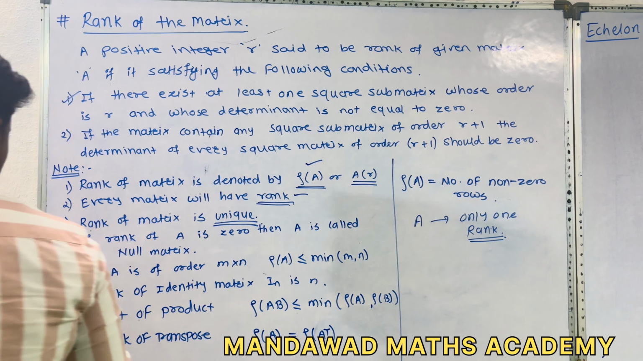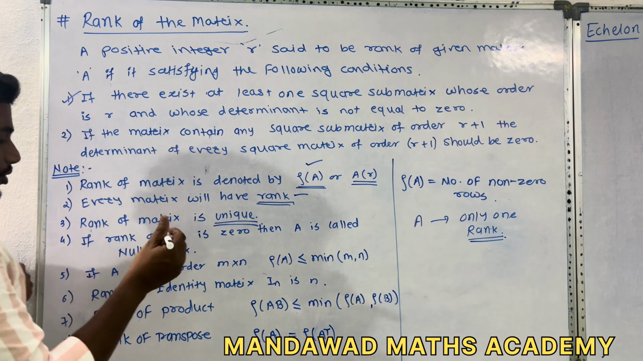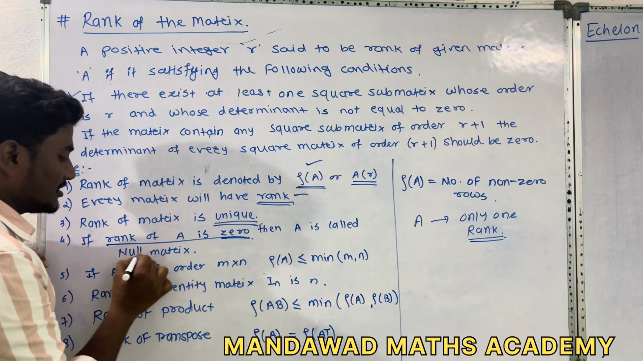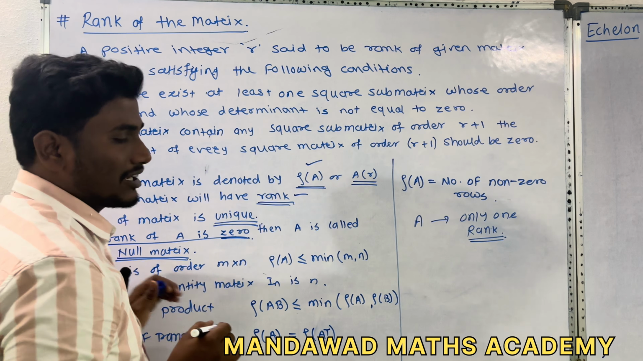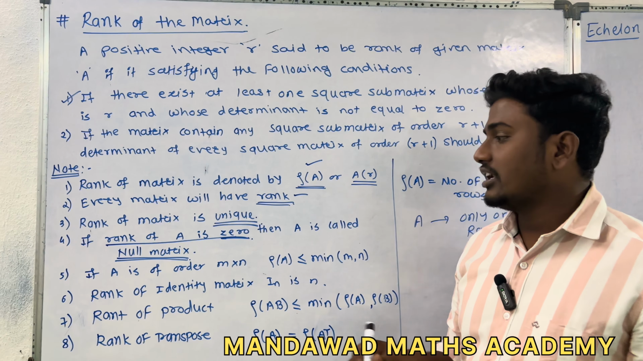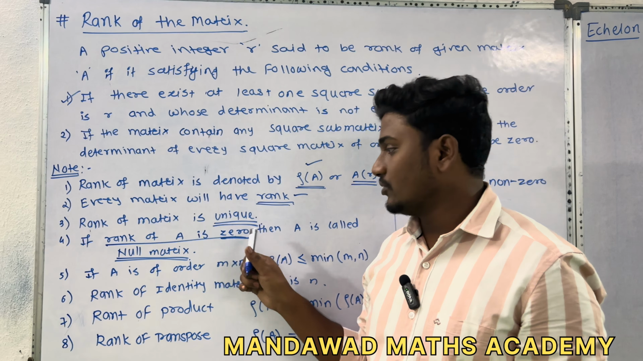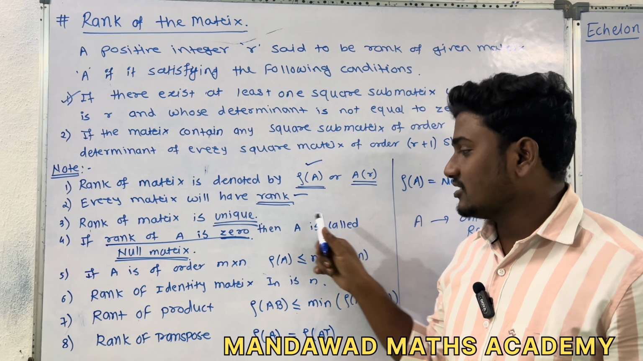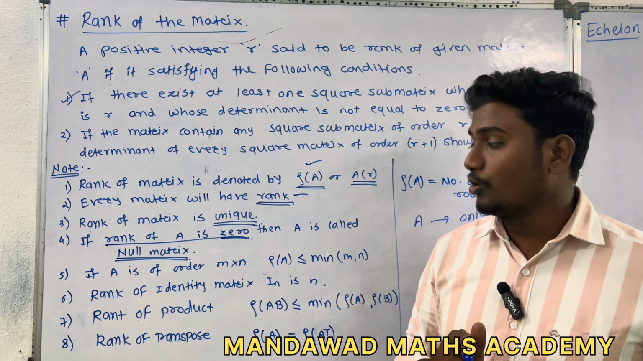Okay, you can remember. If rank of A is 0, then that matrix A is called a null matrix or zero matrix. It means all the entries of the matrix are 0, so the rank of that matrix is 0. And if the rank of matrix A is 0, then that matrix is called a null matrix or zero matrix.